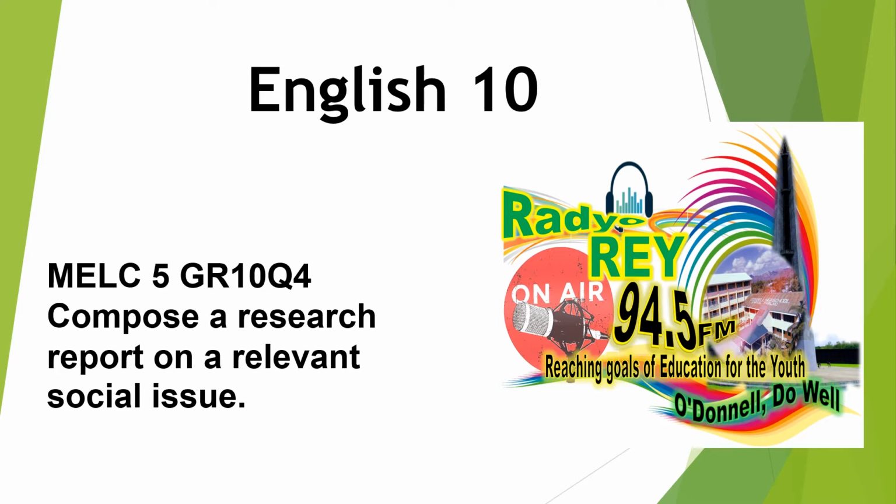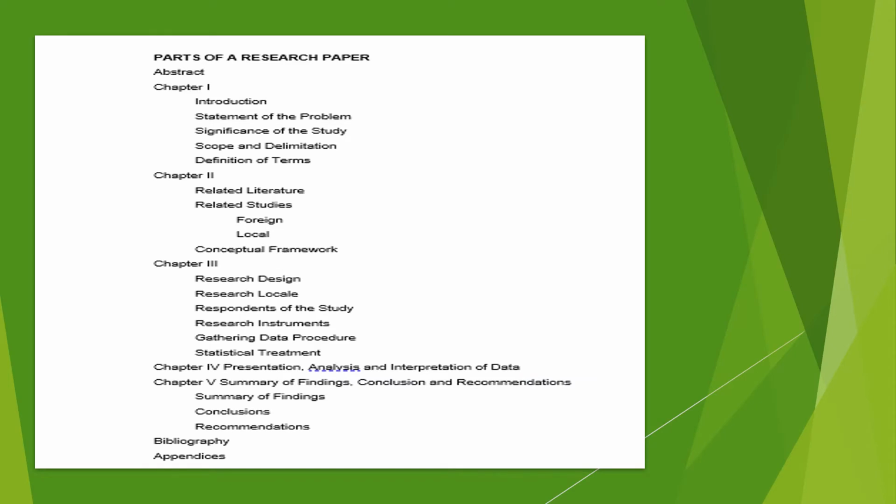Our MELT today composed a research report on a relevant social issue. I know that you are ready. Let's start. Now, this is an overview of parts of a research paper. We can see here that we have the abstract, chapter 1, chapter 2, chapter 3, chapter 4, chapter 5, the bibliography, and the appendices.